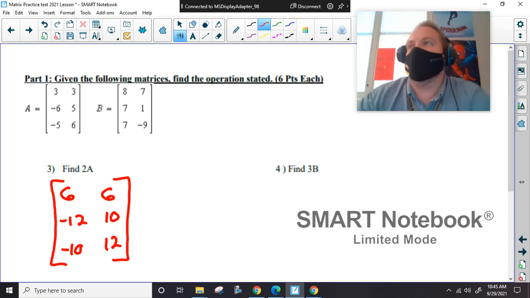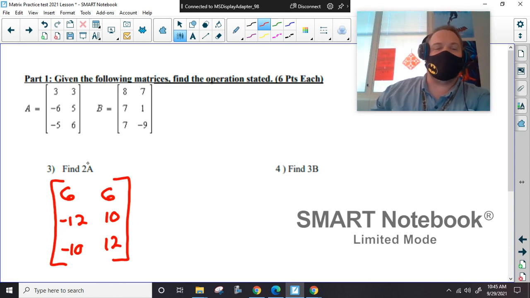Okay, so, wait, what did I just do? Okay, see, do you see how this is a 2 right here? This means that we take everything in A and we multiply it by 2.